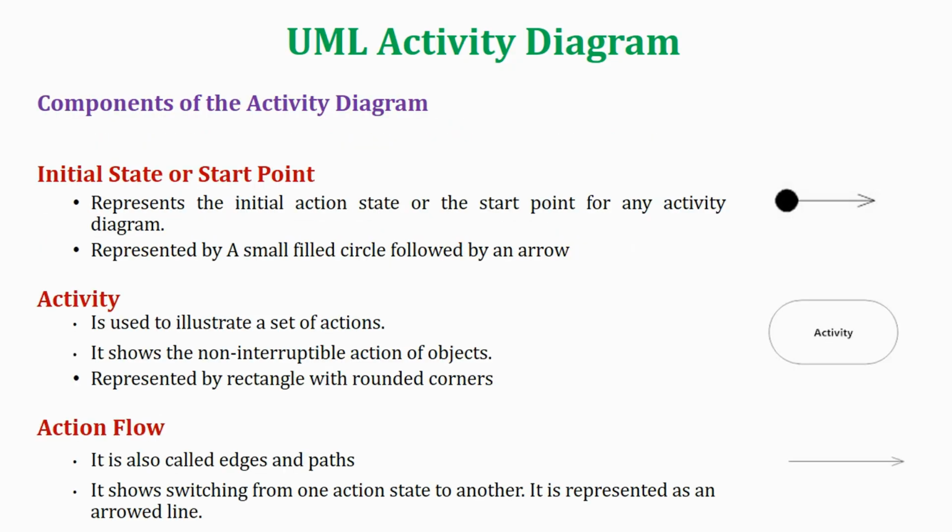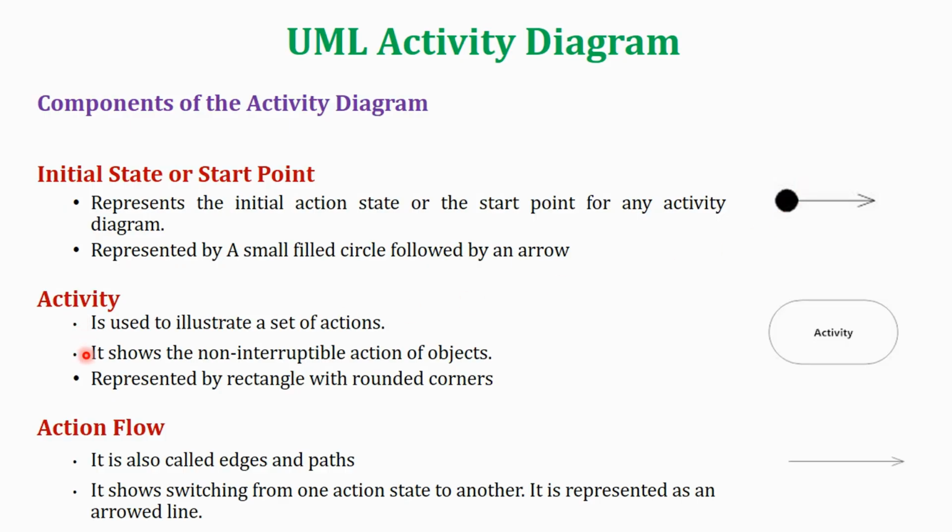Next is the components of the activity diagram. There are different types of components used here. We'll discuss them one by one. First one is the initial state or starting point. It represents the initial action state or starting point of the activity. It is represented by a small filled circle followed by an arrow. So see the symbol.